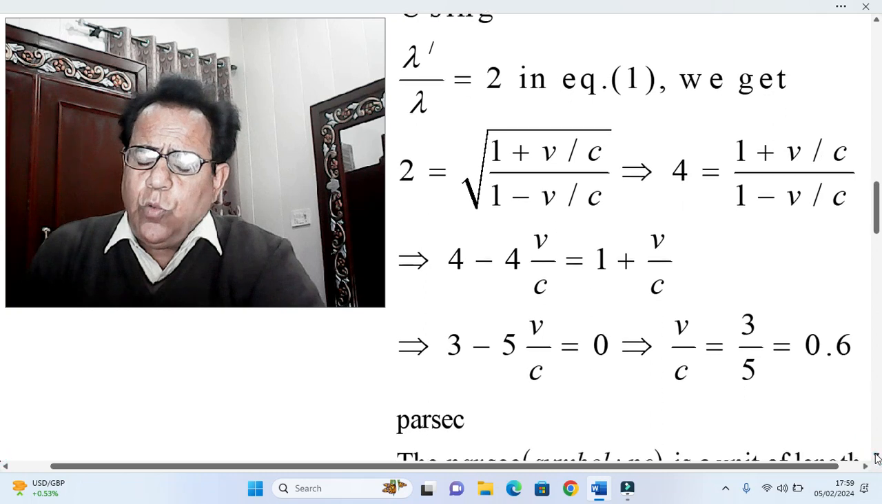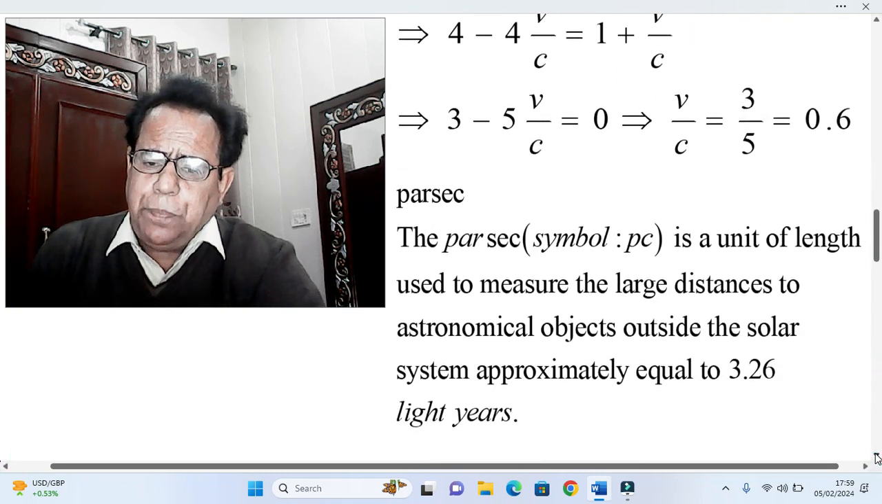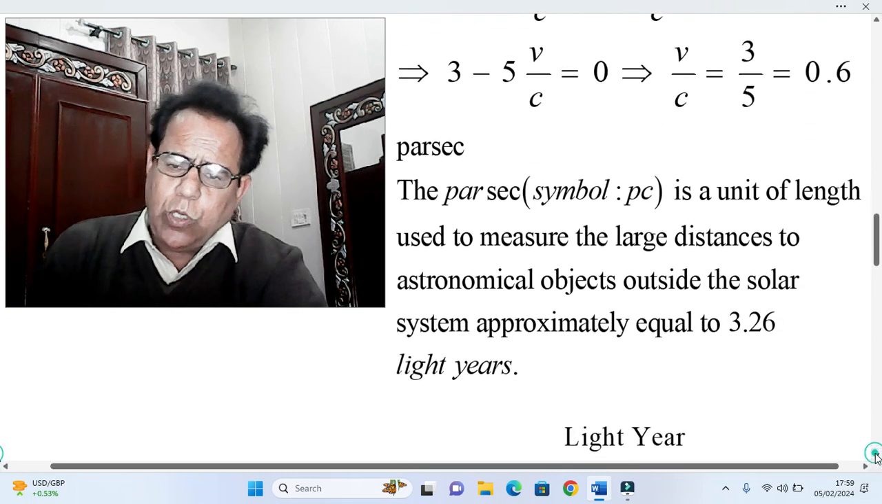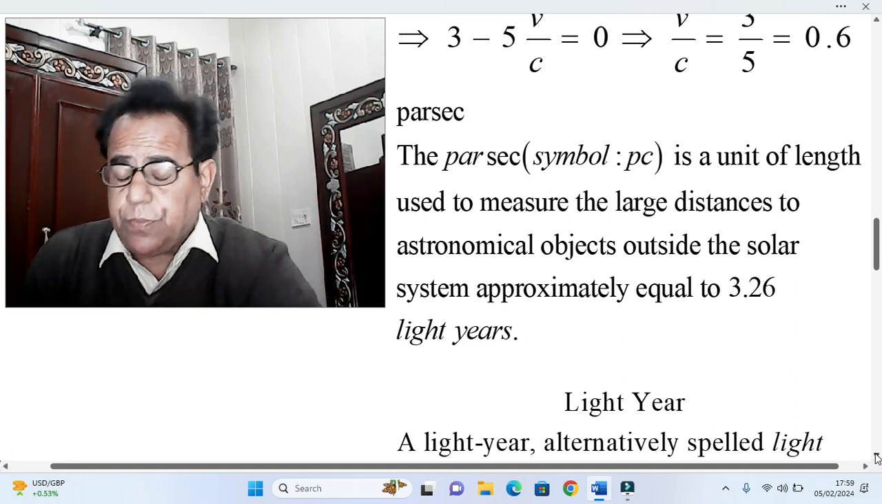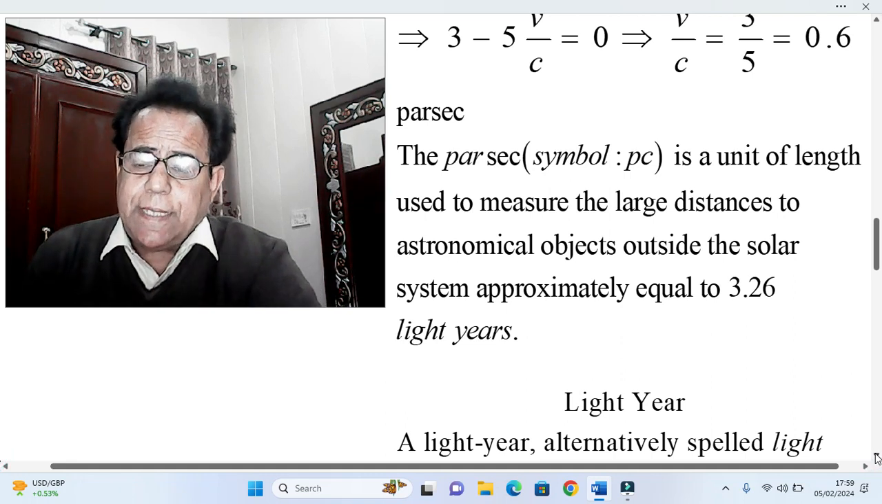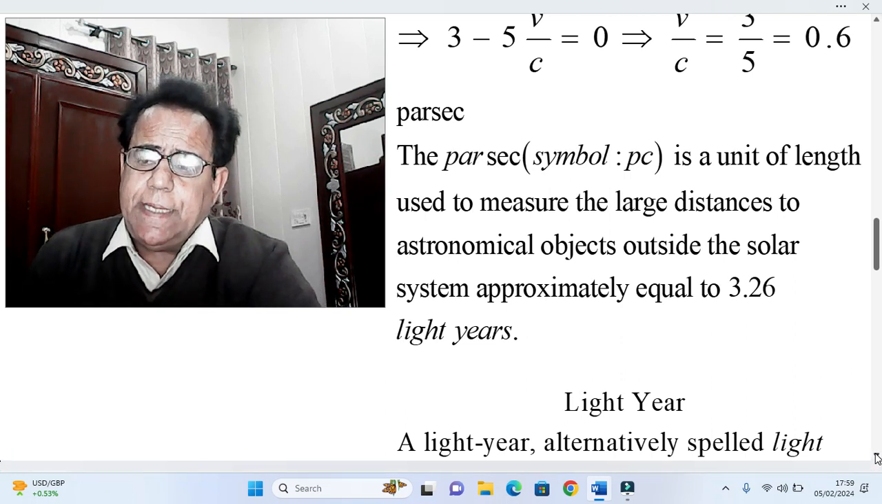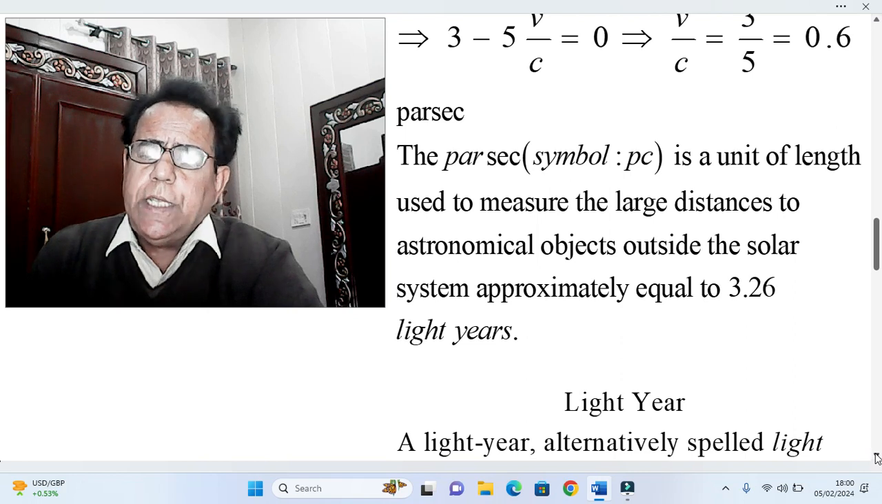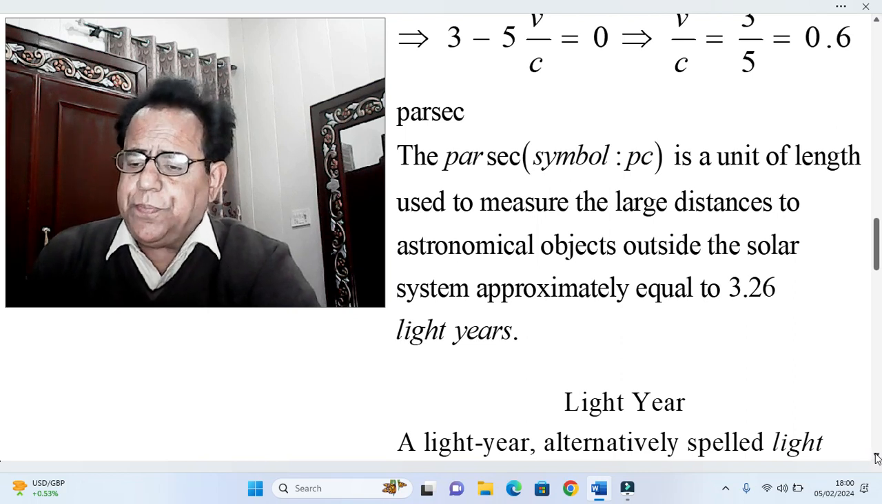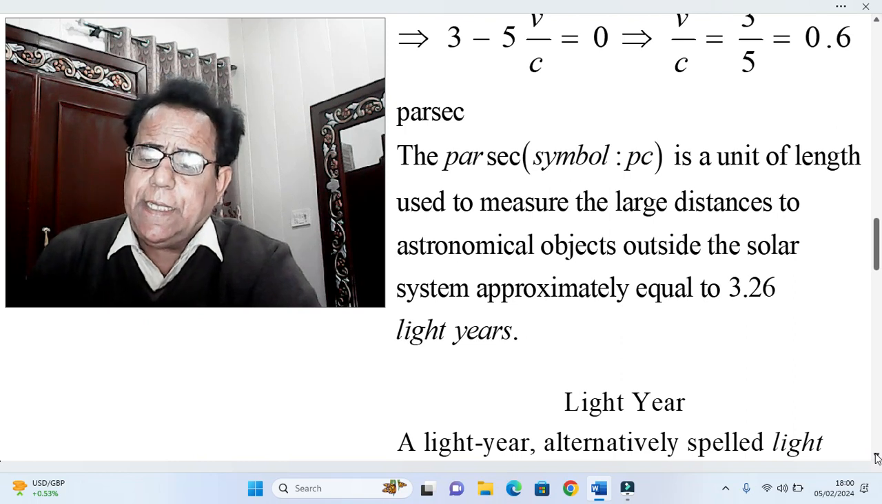Anyhow, now dear students, we define parsec and then light year. The parsec, symbol PC, is a unit of length used to measure the large distances to astronomical objects outside the solar system, approximately equal to 3.26 light years. Now we will define light year.